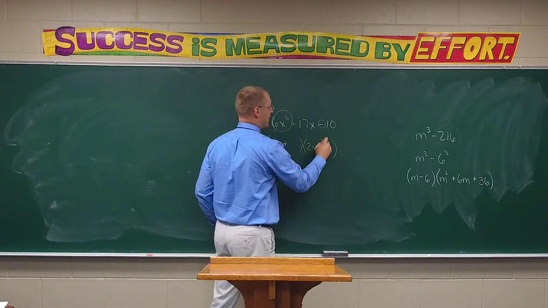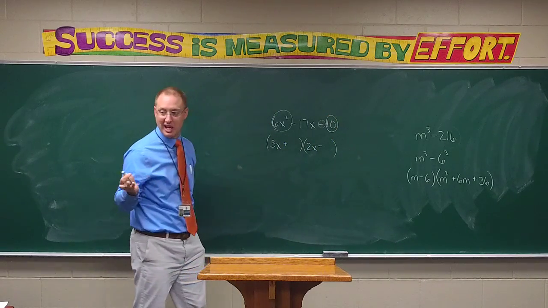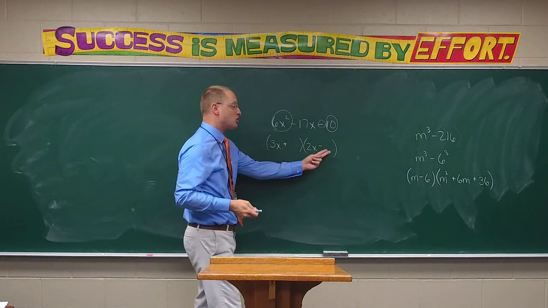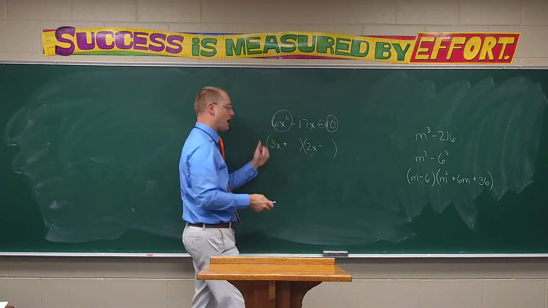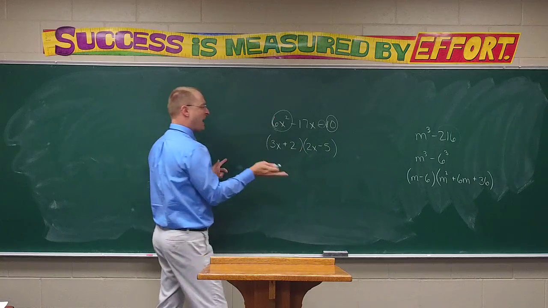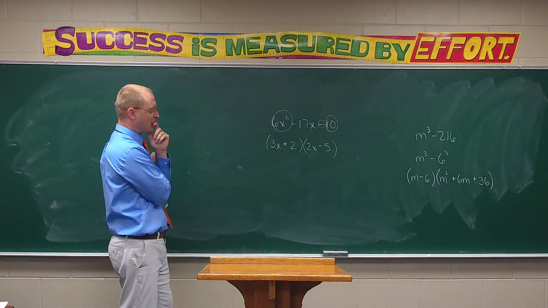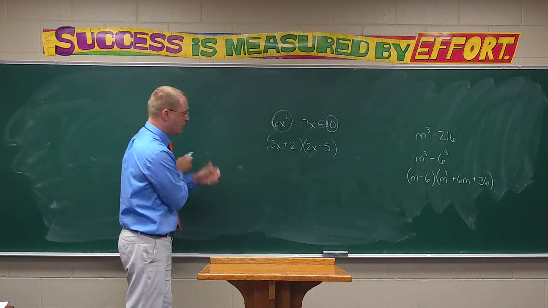Alternate, one's positive, one's negative. Probably splitting up the 10: 2 and 5. Can't be 5 and 2, right? Because there wasn't anything common. Probably 2 and 5. Does the outer inner check? Okay.